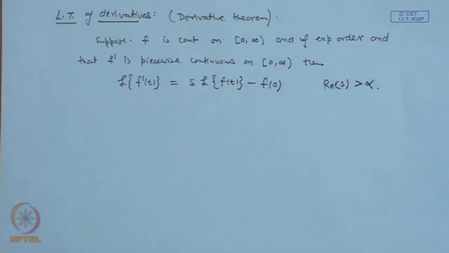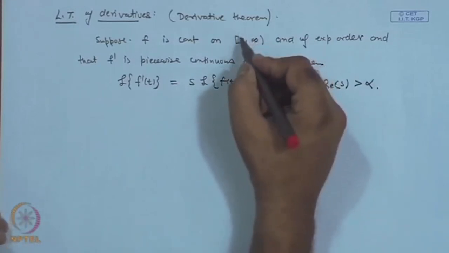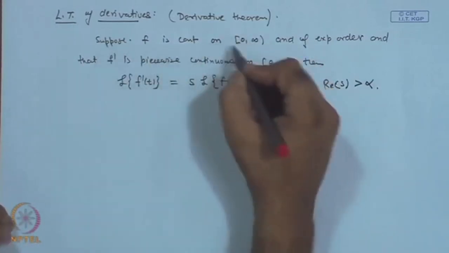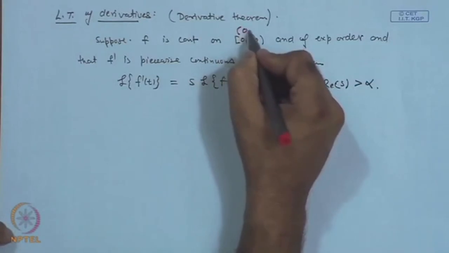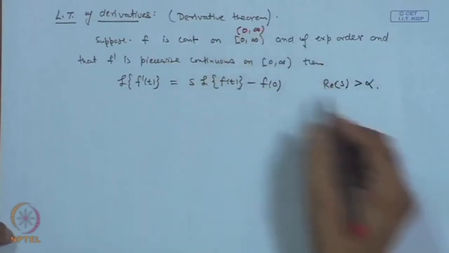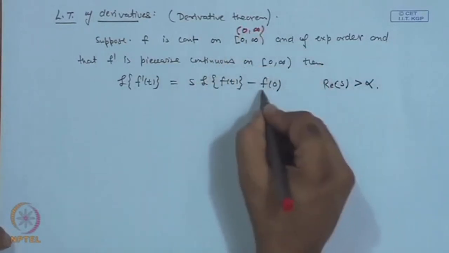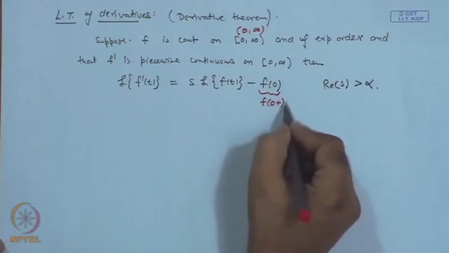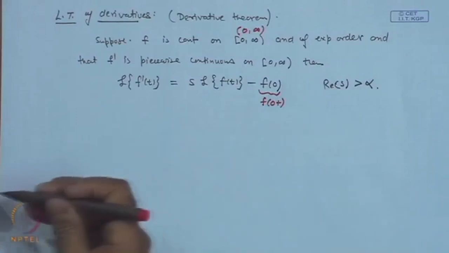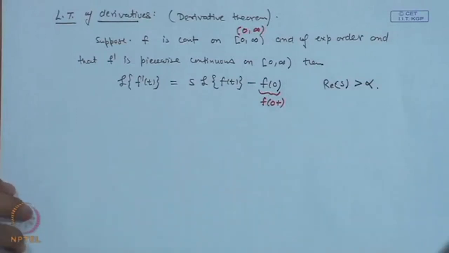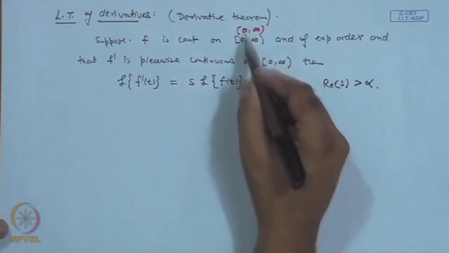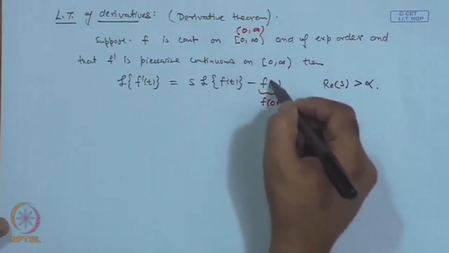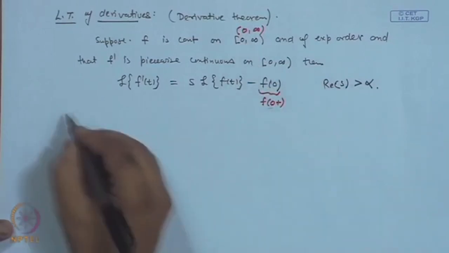Here is one point I should mention: if we have continuity only in the open interval, then this f(0) will be replaced by f(0+). In that case, we take the right limit of f instead of the value, but if f is continuous at 0, then this is just f(0).